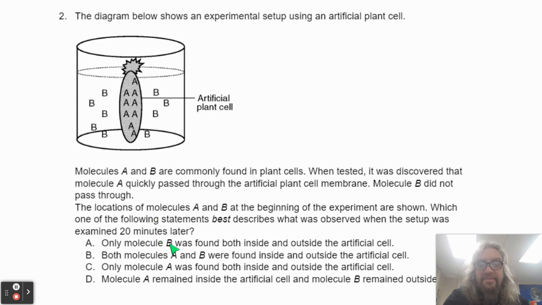A. Only molecule B was found both inside and outside of the cell. B. Both molecules A and B were found inside and outside of the artificial cell. C. Only molecule A was found both inside and outside of the artificial cell. Or D. Molecule A remained inside the artificial cell and molecule B remained outside the cell.